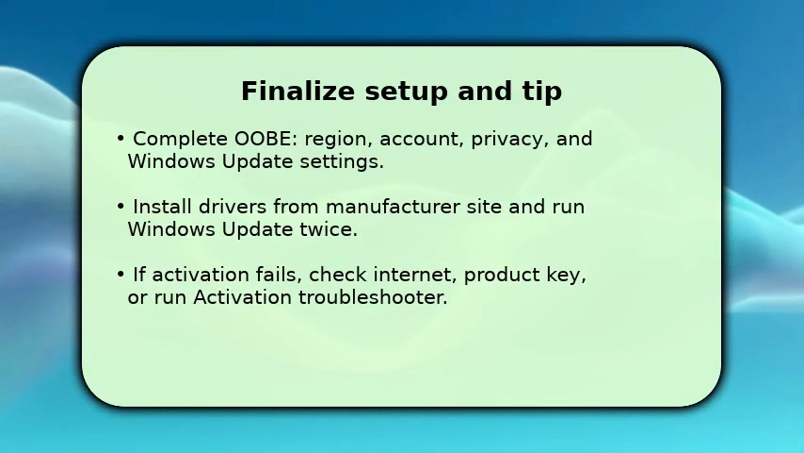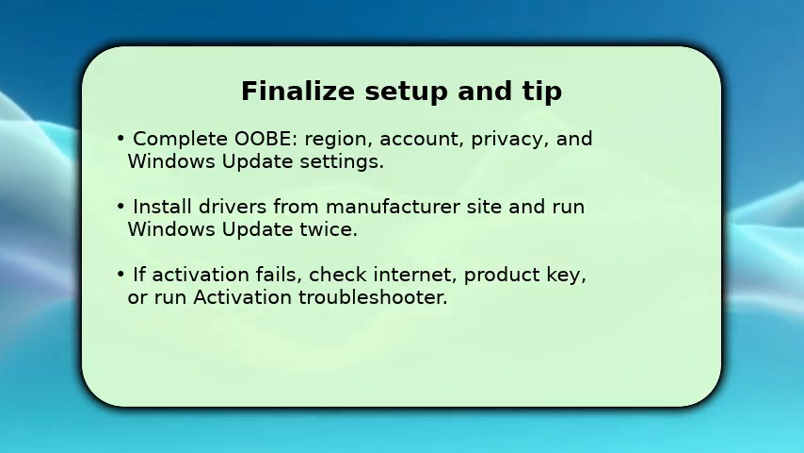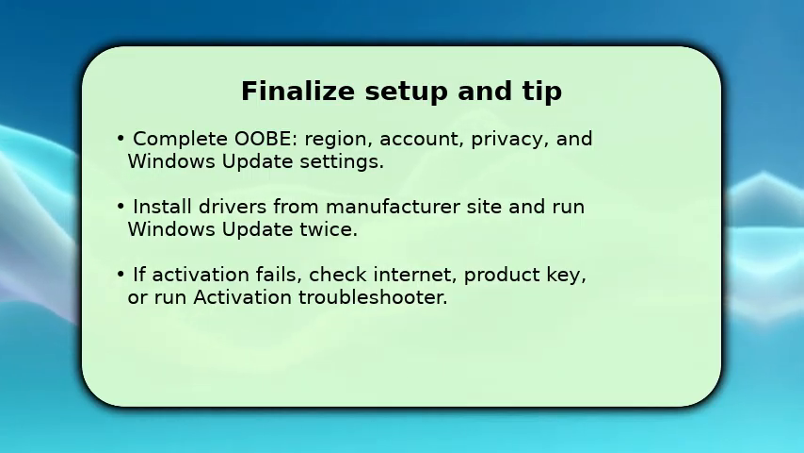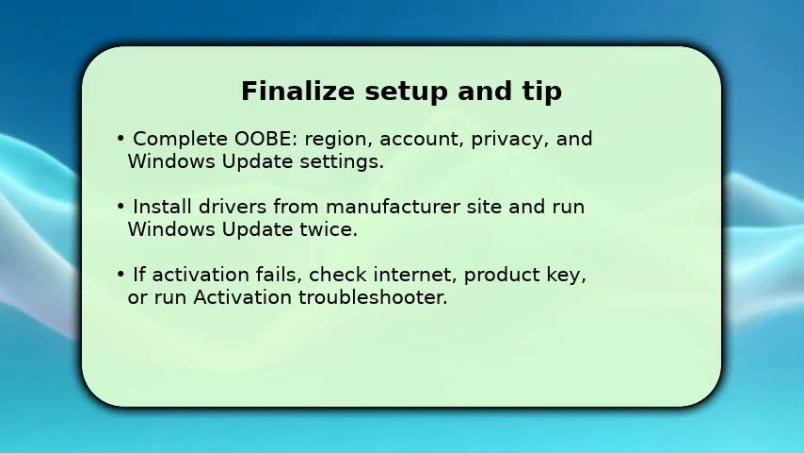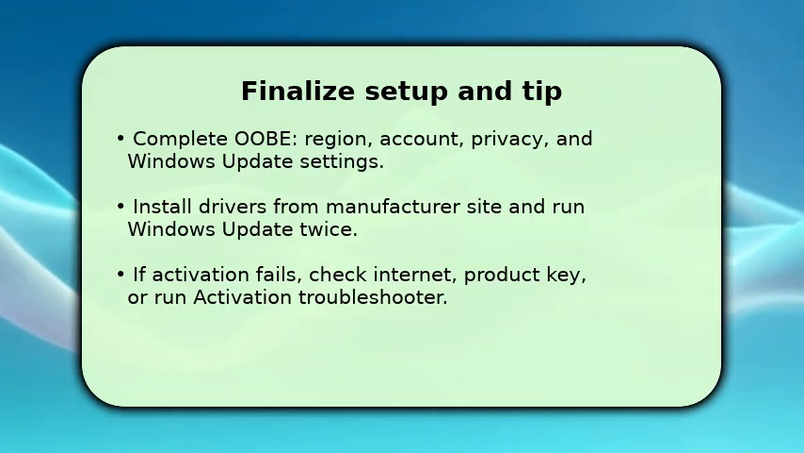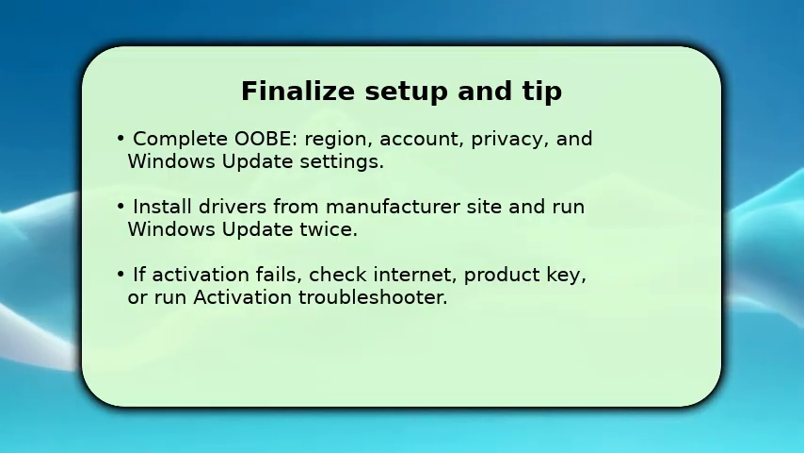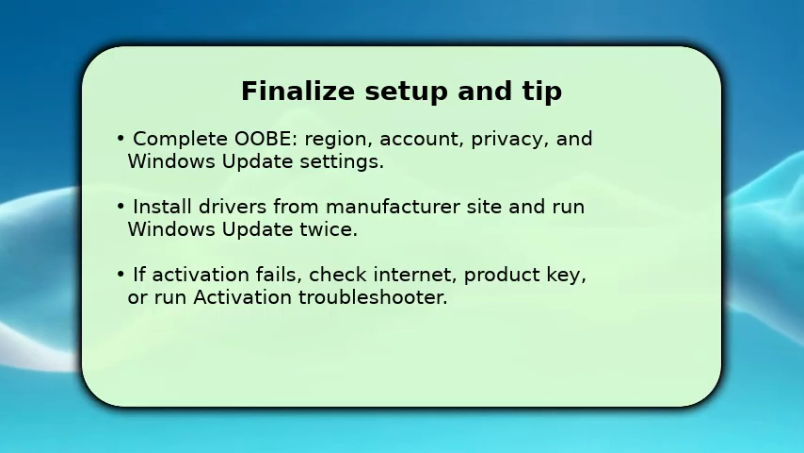Finish by completing the out-of-box experience. Set region, create or sign into a Microsoft account, and adjust privacy options. These steps personalize the system and enable updates. Next, install chipset, graphics, and network drivers from the PC maker, then run Windows Update twice to fetch cumulative patches. Once done, restore your backed up files and reinstall apps.